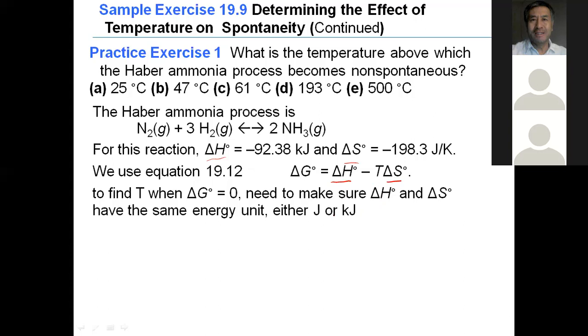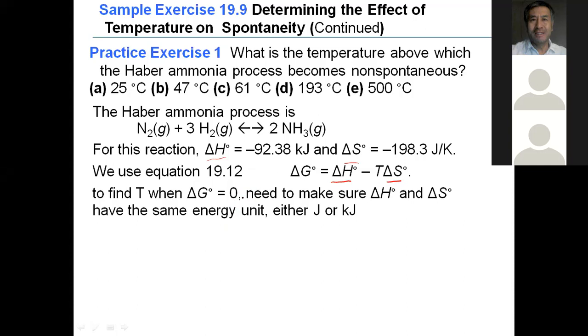Dr. Wayne? Yeah. So does the reaction become non-spontaneous when delta G equals 0, or is it the first time delta G equals a positive number? Good point. So for any chemical reaction, when delta G becomes 0, it is at equilibrium. So to find out the temperature above, we're using 0. You are right. So for the reaction to become non-spontaneous, we need delta G larger than 0.